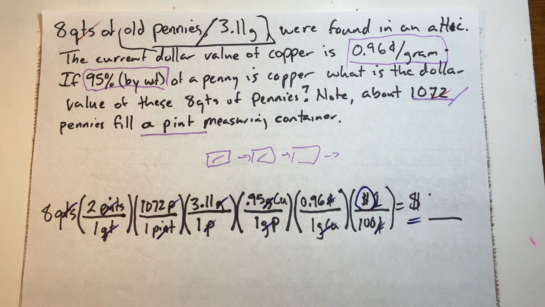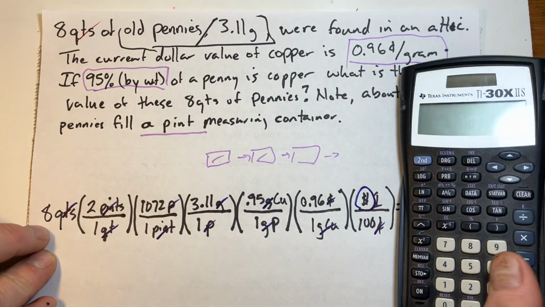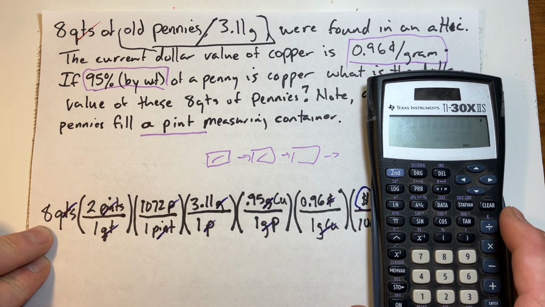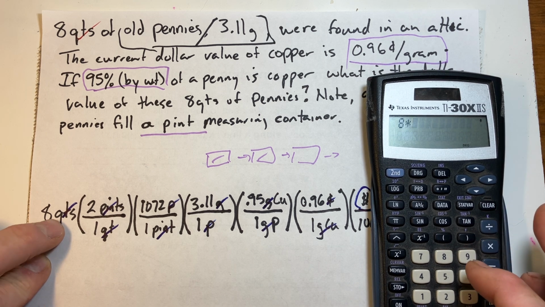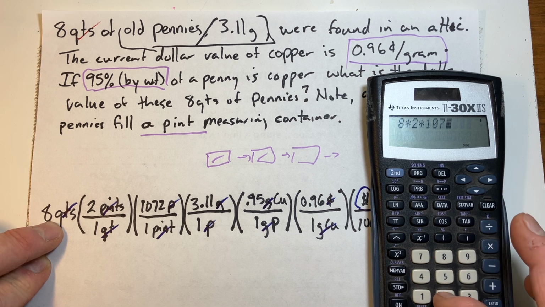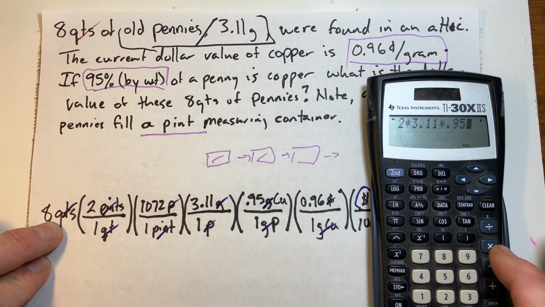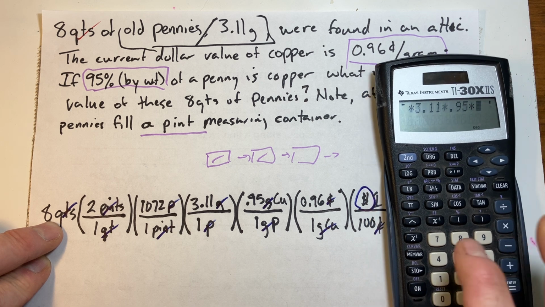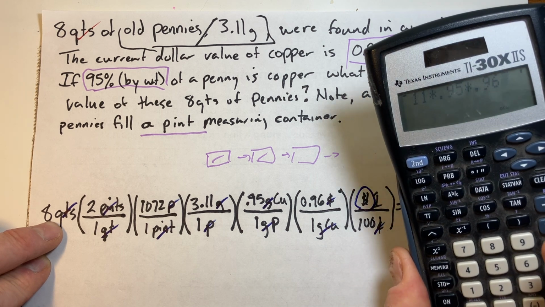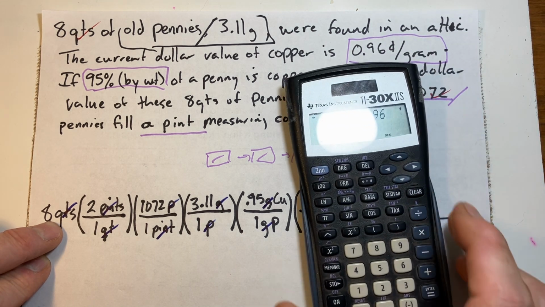So now we just grab our handy dandy calculator. And we're going to multiply everything on the top. So I'm going to go ahead and take my 8 times the 2 times the 1,072 times the 3.11 times the 0.95 times the 0.96, and then there was just the 1 there, but I'm going to hit equals.